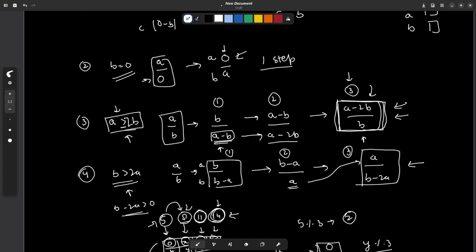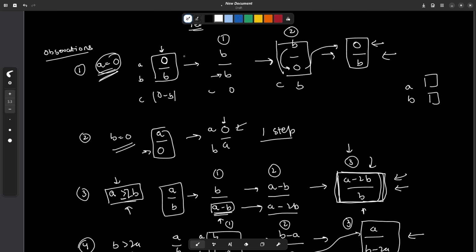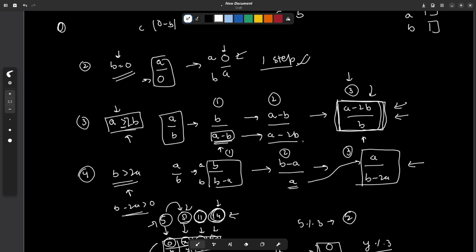Now the other observations come into the picture. If the value of a is 0, then the number of steps is going to be 0. If the value of b is 0, then the number of steps is going to be 1 step, right? And if the value of a is greater than or equal to 2b, then we see that after each 3 steps it is going to reduce to a minus 2b, b. We can try to do this until this value is greater than 0.